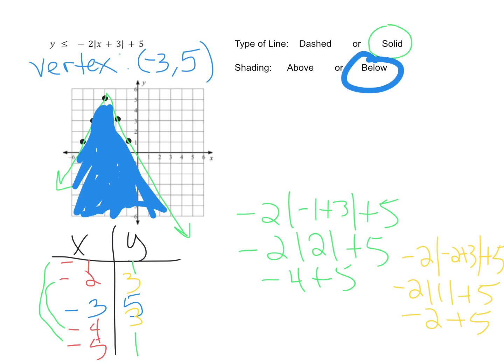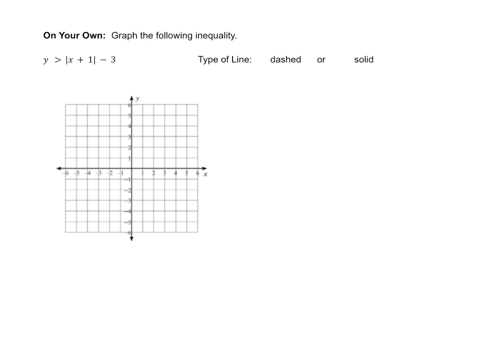Please take a moment to pause the video and record the example. Now that we've done 2 together, please take a moment to try this one on your own. Pause the video to try it, and after you've completed trying it on your own, please resume the video to check your answer.